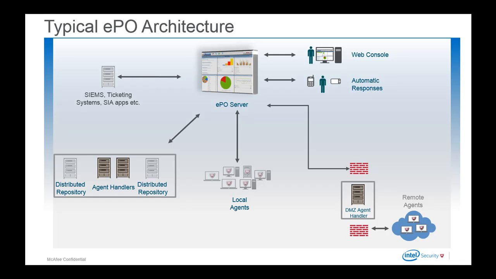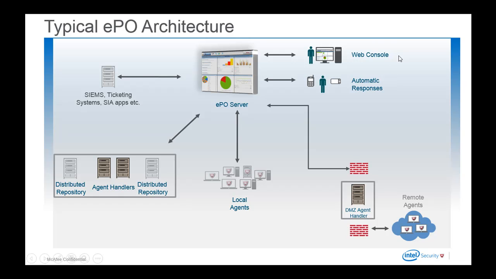You have your EPO server in the middle. You've got agents talking to that EPO server on a regular basis, sending up events, collecting policies from the EPO server, deploying any content or updates via distributed repositories on the left-hand side. In addition, you can have an agent handler over in your DMZ for clients to talk to EPO remotely. They could be at a Starbucks or at some different location where they are not on the local network.